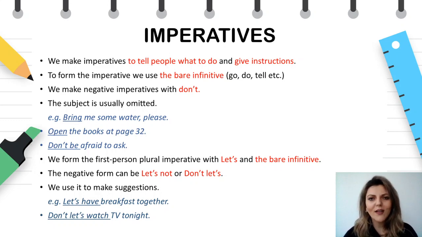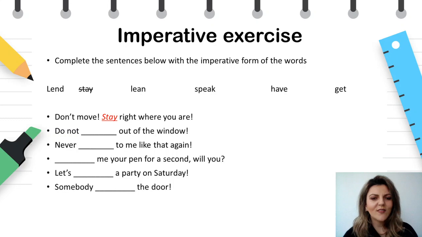I hope I was clear, and I have prepared one last exercise for you guys. Complete the sentences below with the imperative form of the words. You have the verbs lend, stay, lean, speak, have, or get. The verb stay has already been used, and now you need to find the correct place for each of the verbs given above. Take your time and we'll check again together.